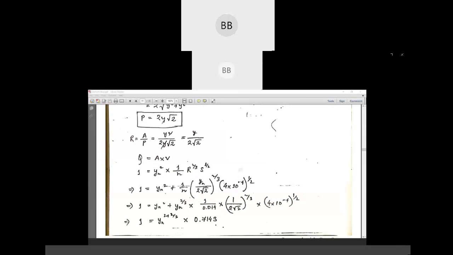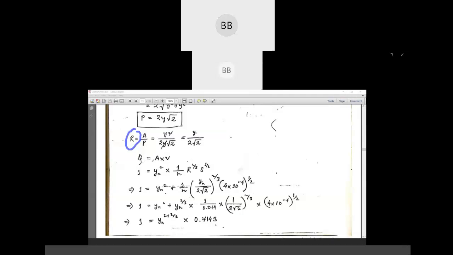Then we need to find out the R. R is nothing but area by wetted perimeter. Area, we got the expression y square, divided by twice y root over 2. So this y will be cancelled out, and we are left with y by 2 root 2.